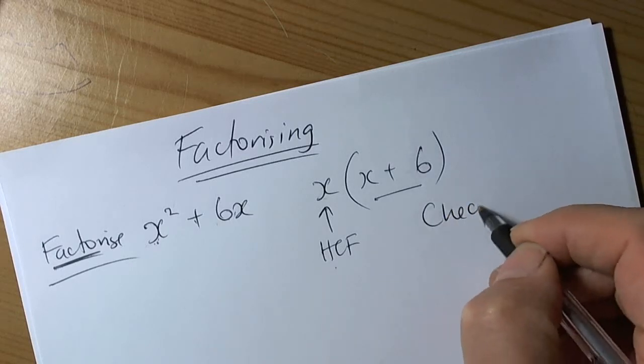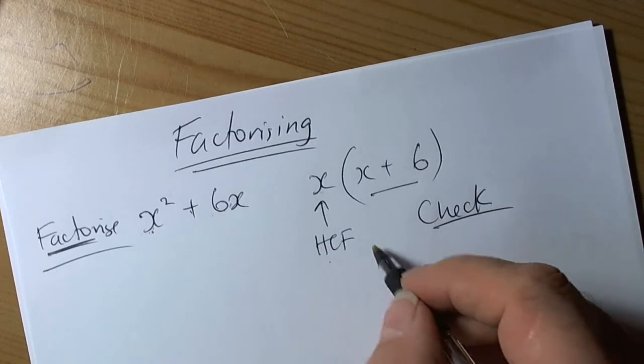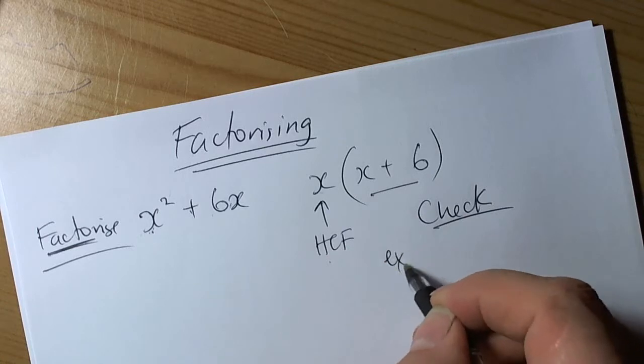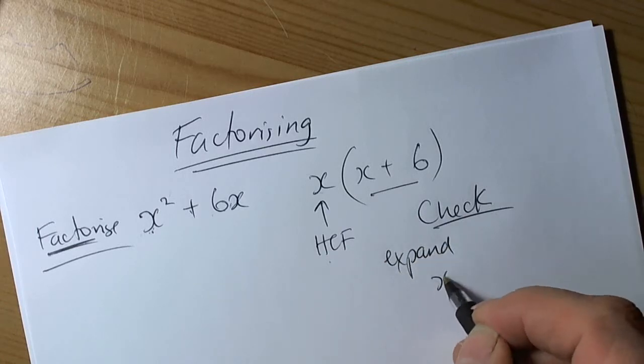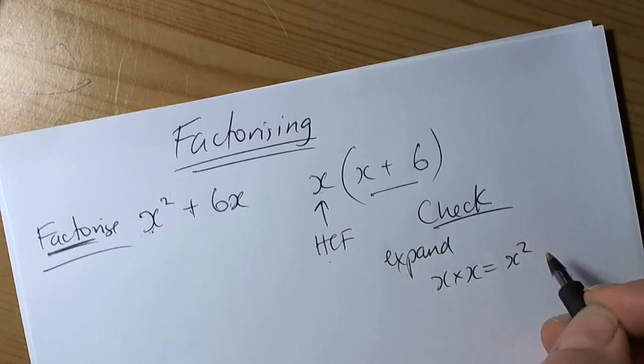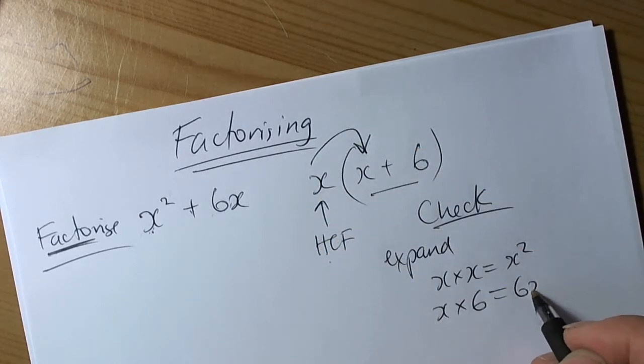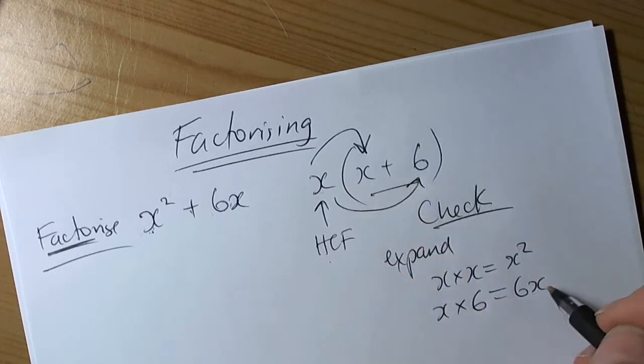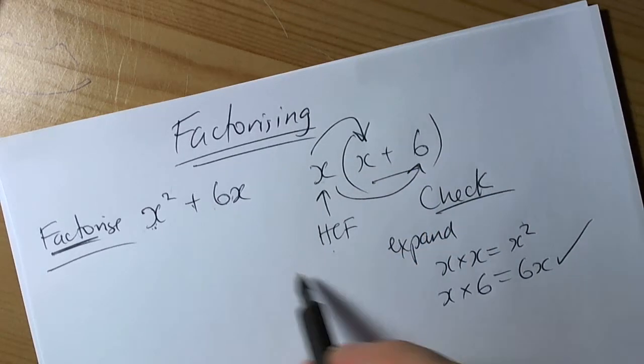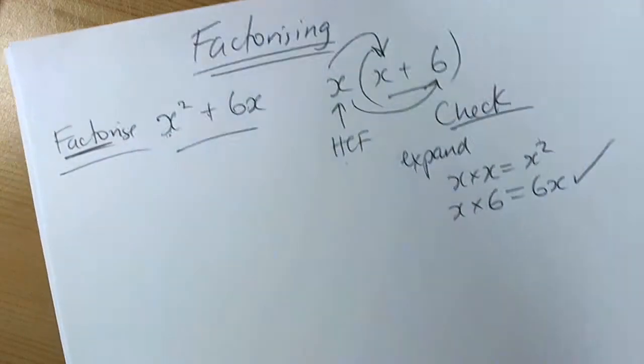And we check, and it's really important you get into the habit of checking this works. So the check is by expanding the bracket. So we've got x times x, which is x squared. And then we've got x times 6, which is 6x, and then the check works because we've got the two parts that were in the original expression.